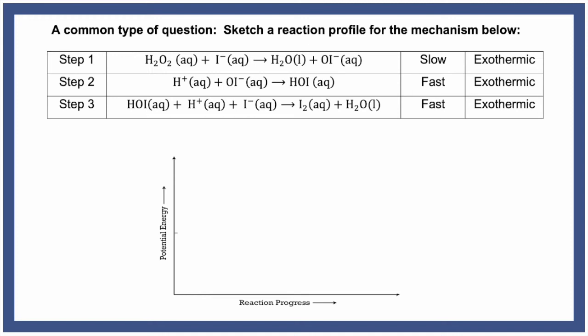We are also told that this reaction is exothermic, so we need to make sure that the potential energy of the products of this reaction is lower than the potential energy of the reactants. So we will draw our peak like this. It's going to be our tallest peak, and it's also going to be exothermic. Now let's take a look at the next peak. It's a fast reaction, and we know that it is also exothermic.